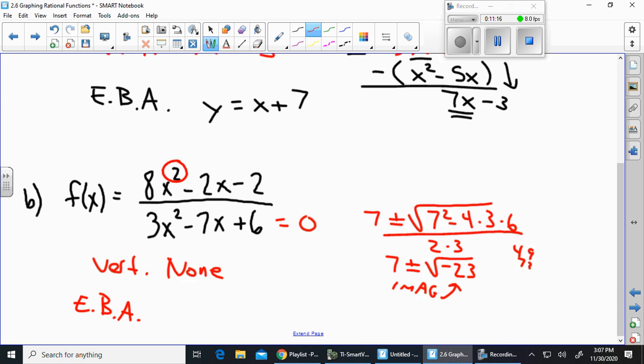End behavior asymptote: look at their degrees. They're equal. When they're equal, I take the leading coefficient divided by the leading coefficient. y equals 8/3. So you just have to know that information.